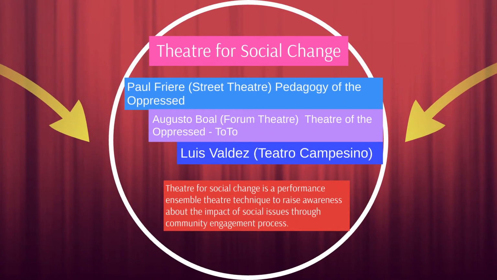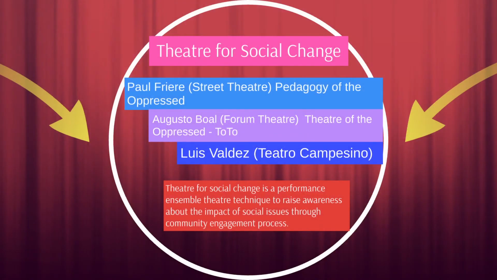So, a brief recap of what we just learned from Theater for Social Change. Are you ready? Paulo Freire, who initiated through street theater, was the one who wrote Pedagogy of the Oppressed. Then Augusto Boal, heavily inspired by Pedagogy of the Oppressed, created Theater of the Oppressed, abbreviated as TO. And one of the many forms of Theater of the Oppressed is called Forum Theater, which is now one of the practices of Theater for Social Change.